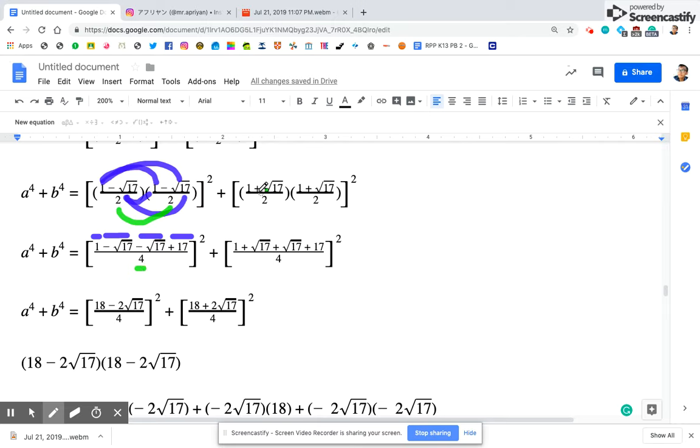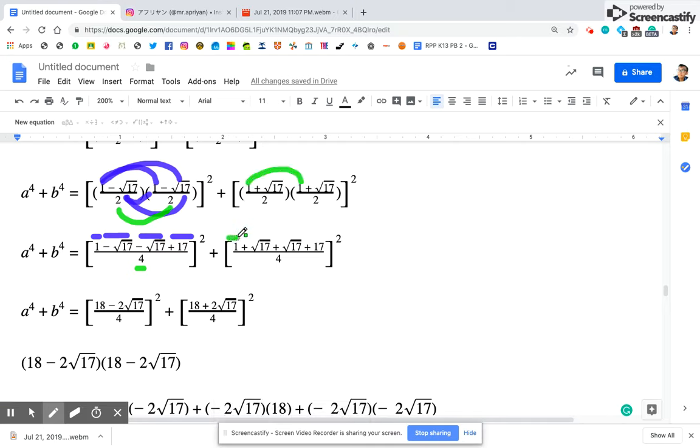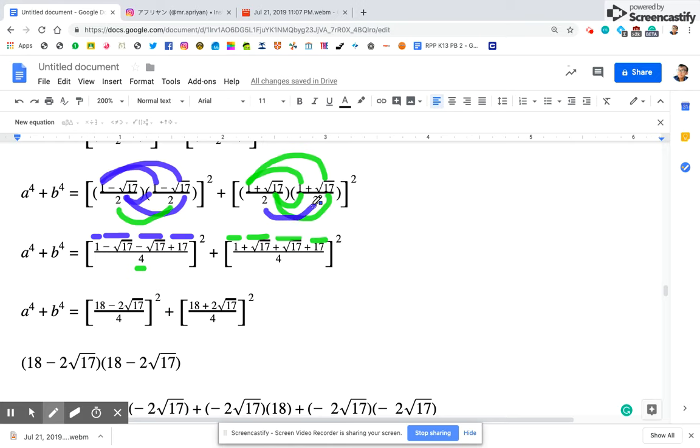The same thing happens here. 1 times 1 is 1. And then 1 times positive square root of 17 is positive square root of 17. And then positive square root of 17 times 1 is positive square root of 17. And then square root of 17 times square root of 17 itself is 17. And we have 2 times 2 here, equal to 4.